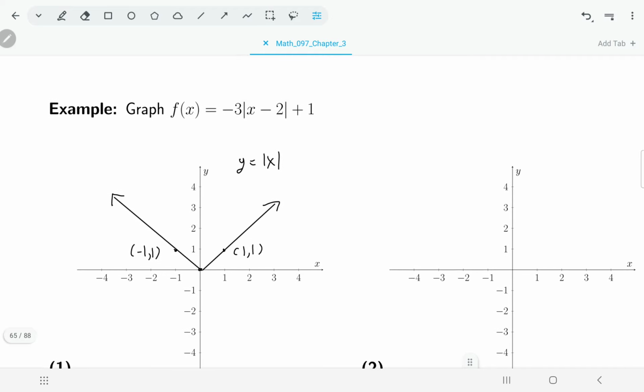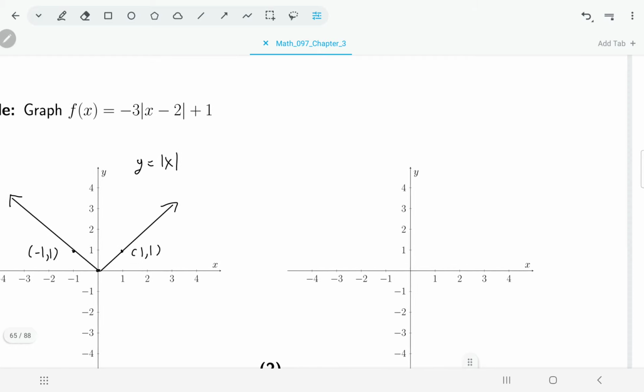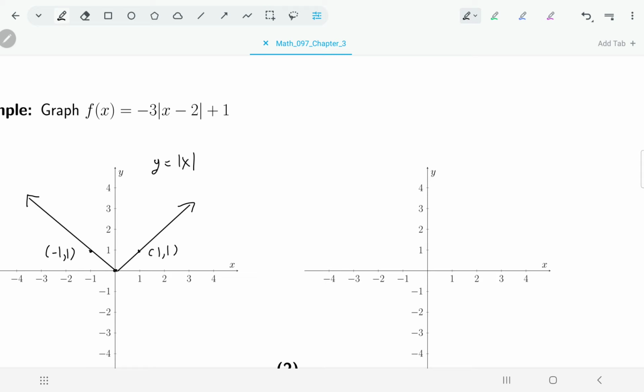The next transformation to do, I'm going to do my horizontal transformation to the right by 2, adding 2 to all of my x values. So instead of (1, 1), I will have (3, 1). Instead of (0, 0), I'll have (2, 0). And instead of (-1, 1), I'll have (1, 1). And now let's draw ourselves our lines, and then label things as always.